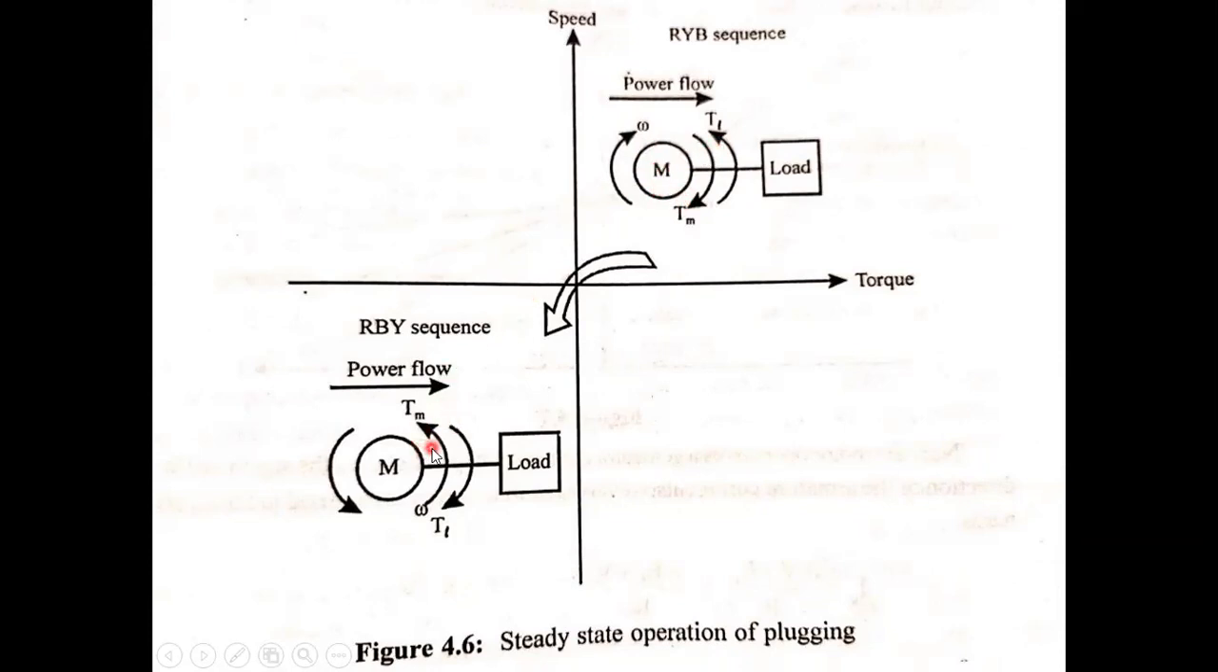Reverse is called reverse motoring application, by changing the terminals. Changing the terminals means changing the phase sequence, and the rotation of the rotor changes. That's why in this region it acts as a reverse motor. So the first quadrant is called forward motoring operation, and the third quadrant is called reverse motoring operation. Here the phase sequence is R Y B, and here R B Y. By changing the phase sequence, the rotor rotation changes.